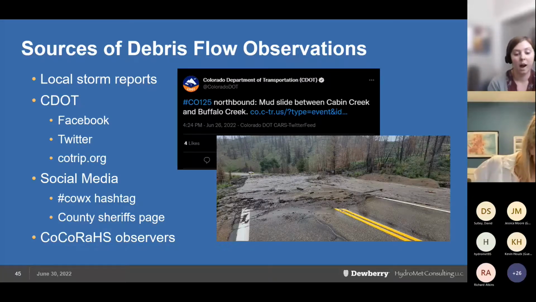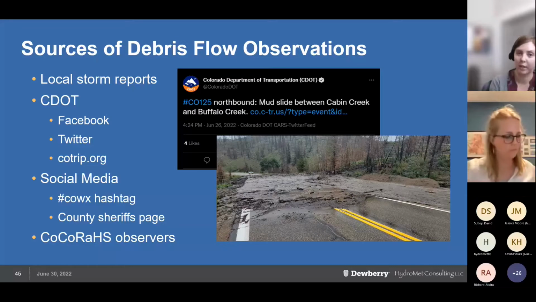So for example, we learned of the debris flow that closed Colorado 125 earlier this week through CDOT's Twitter. And then looking at the Grand County Sheriff's page, we were able to get some more information, including this picture, which confirmed that the slide was on the scar because you can see those burned trees in the background with the actual debris flow in the foreground.